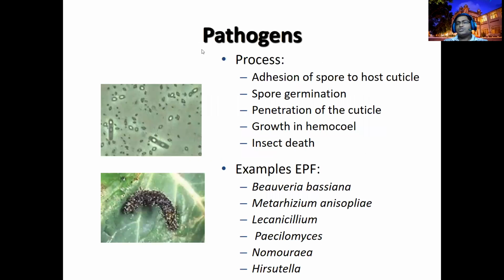Especially the fungi and bacteria attack first by accretion of the spores to the host cuticle. Normally they are spores. If you are taking the bacteria, it is ingested into the body cavity. While digesting, it will release some toxins that we call endotoxins. For example, I'm explaining the entomopathogenic bacteria, especially Bacillus.